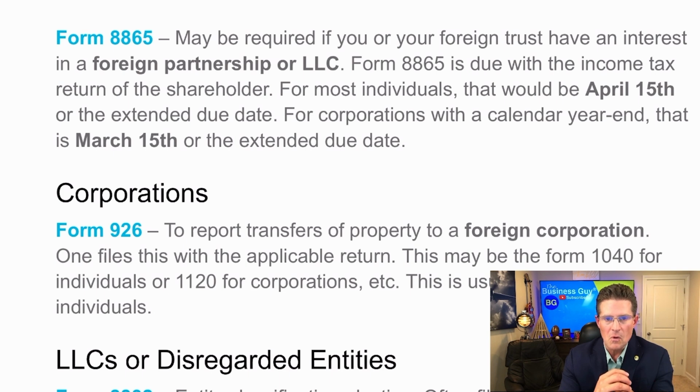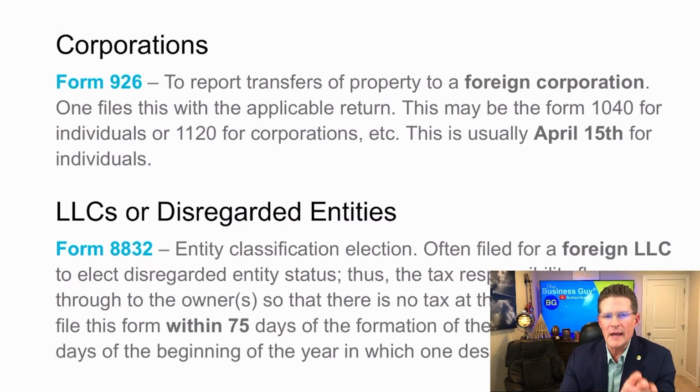You can actually use a corporation to form a trust also. Form 926, corporations. And this is to report transfers of property to a foreign corporation. One files this with the applicable return, and this may be the Form 1040 for individuals or 1120 for corporations, etc. And this is usually April 15th for individuals.